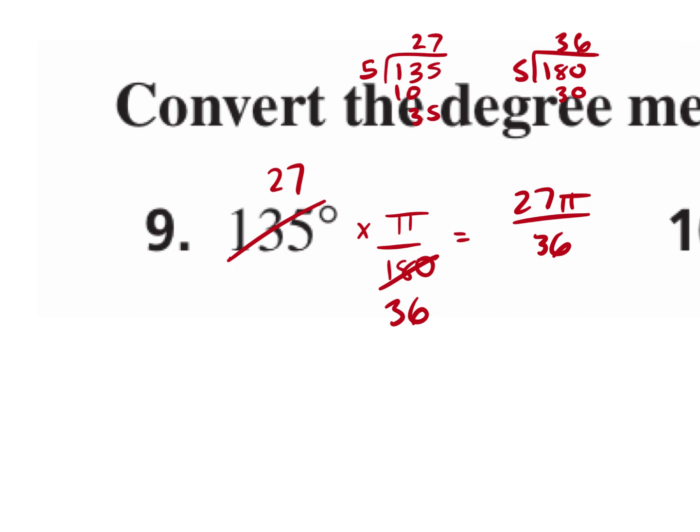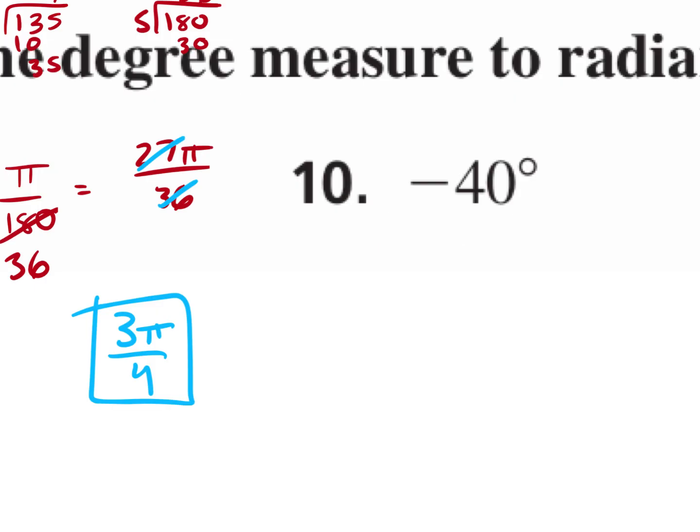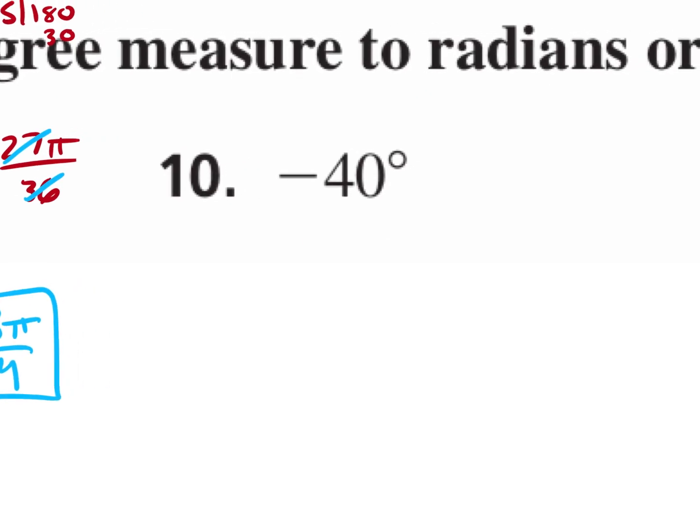Can I divide 27 and 36 by anything? 9. 3 would work, but then you'd have to simplify it more. So let's do 9. So we get 3 pi over 4. Awesome. Now we can't simplify anymore. Let's try number 10. So let's convert to radians. What do we have to multiply by? Pi over 180.